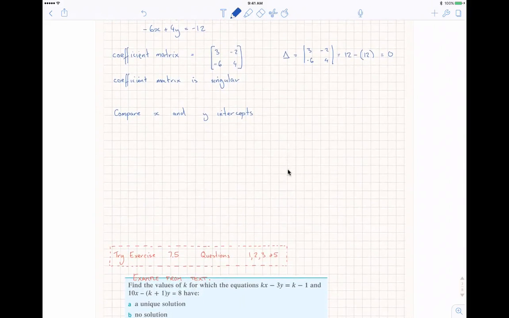So let's take the first line, which is 3x minus 2y equals 6. Let's find the x-intercept, so we let y equal 0. In other words, we have 3x equals 6 and we have x equals a half. Then we'll find the y-intercept. Let x equal 0, so we have minus 2y equals 6. So y equals minus 3.